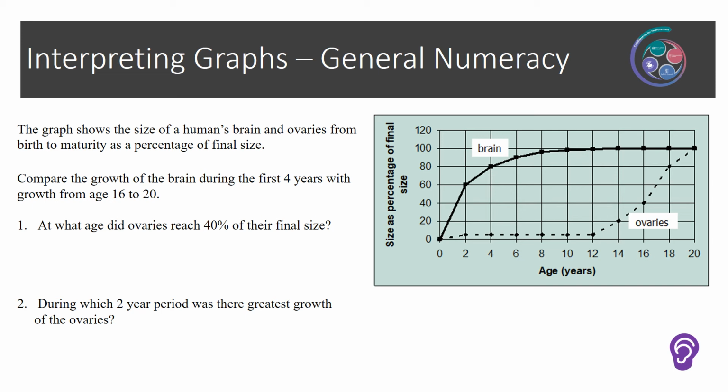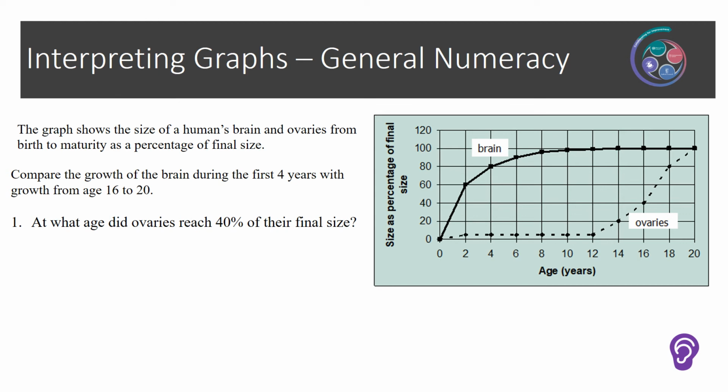The graph below shows the size of a human's brain and ovaries from birth to maturity as a percentage of final size. Compare the growth of the brain during the first 4 years with growth from age 16 to 20. And we have 2 questions. Let's look at question 1 first. At what age did ovaries reach 40% of their final size?